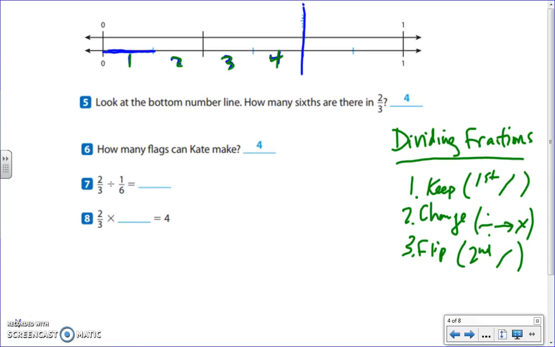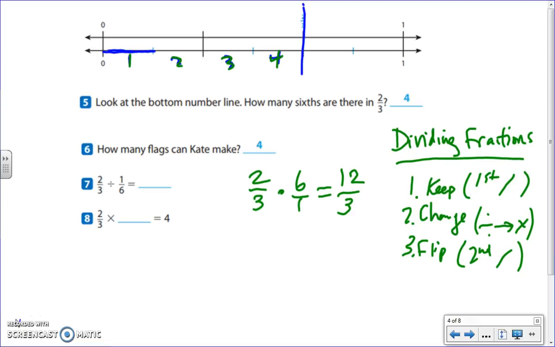So I'm going to keep, step 1, keep 2/3. Step 2, change the division to multiplication. And step 3, flip. 1/6 becomes 6/1. When I multiply fractions, I can multiply straight across, and I get the solution of 12/3.